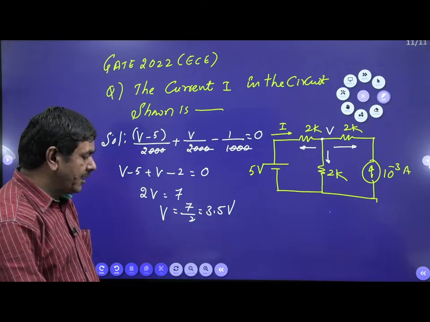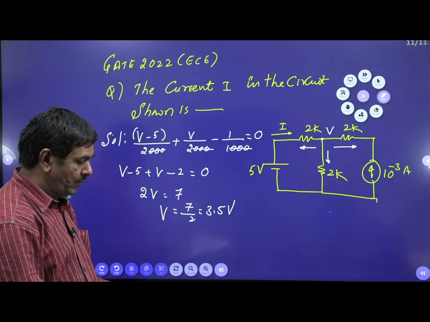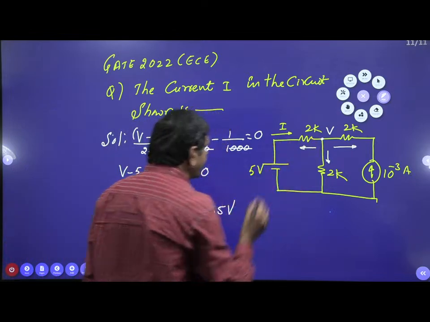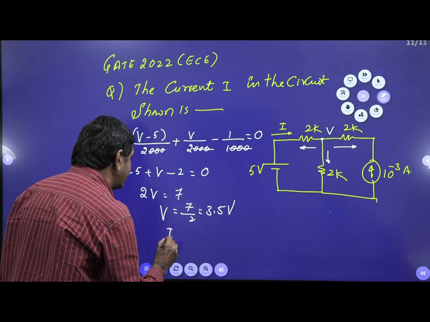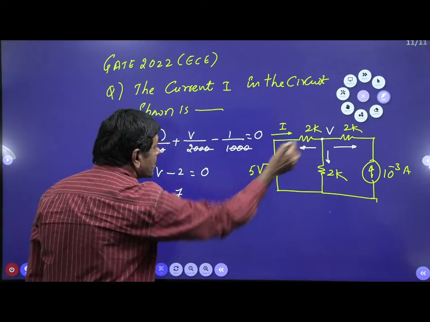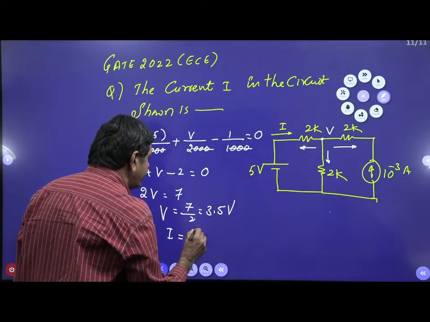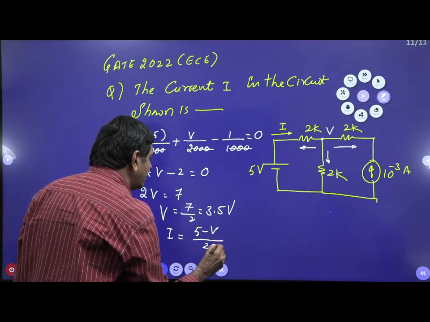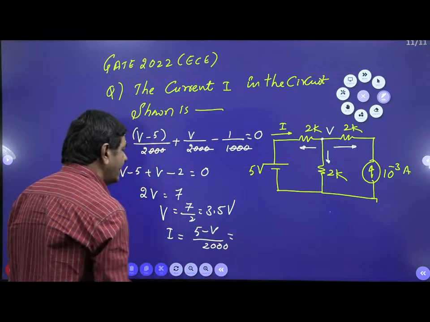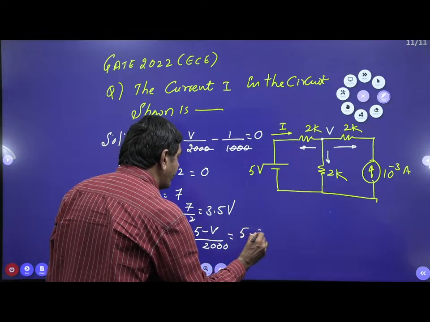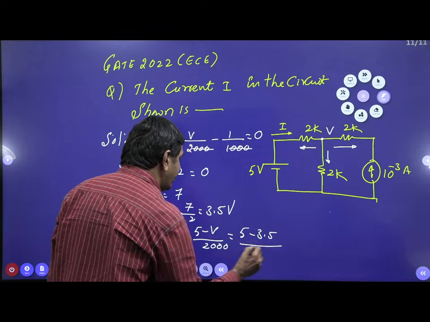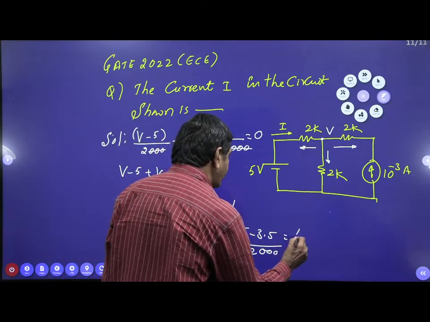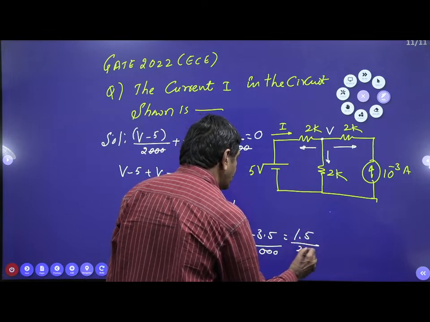Once you got this voltage, you can measure what you can get. I is required. Current across 2K is required. That is I. What current is passing across 2K? 5 minus V, 5 minus V divided by 2K. 2K is nothing but 2000. 5 minus V is nothing but 3.5. Divide by 2000. 5 minus 3.5, 1.5 by 2000.